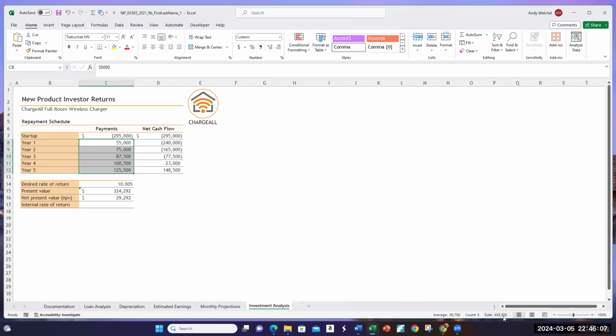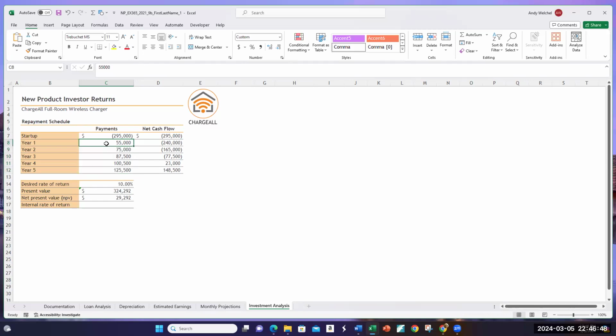What does that amount to? Look down here. They're giving us 295. What are we giving them back? 443,500, which sounds like a really good deal. They are making about $140,000 on this investment, but it really isn't like that. What's really happening is they're giving us 295. What are they getting? They're getting 324,292, not 443,500. I mean, they really are getting 443,500.